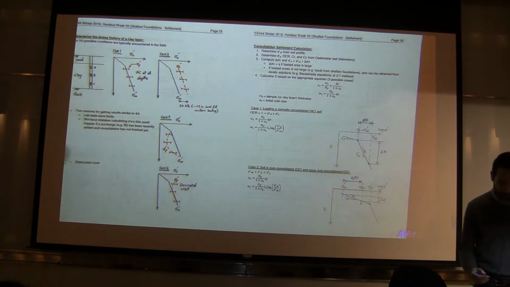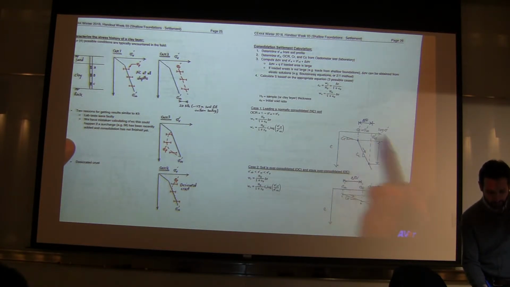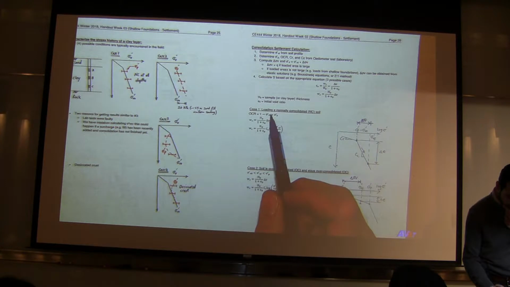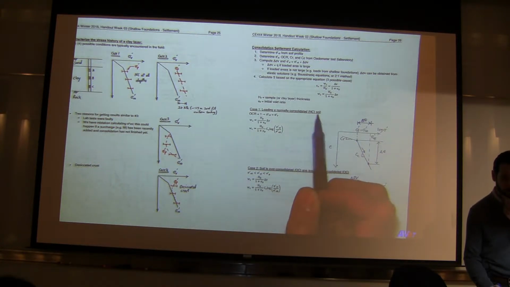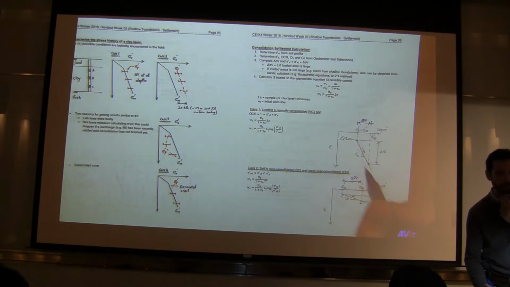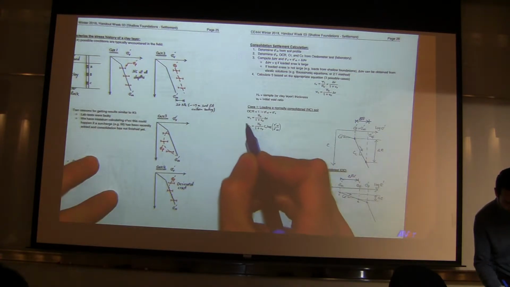Case 1 is when this is log of sigma prime, this is void ratio e, and you are loading a normally consolidated soil. So you start from this point, you load it, you go basically along this steeper line, or the line that is characterized by a slope of C sub C. And your settlement equation is that.